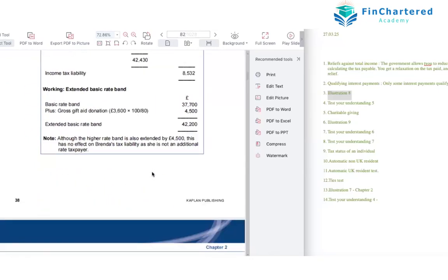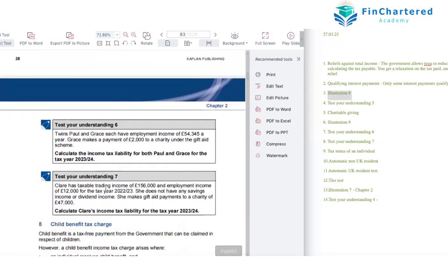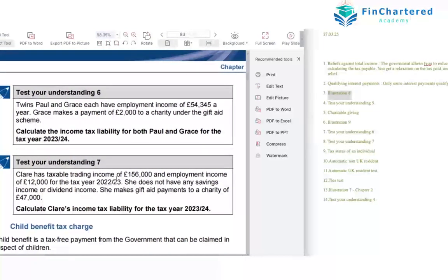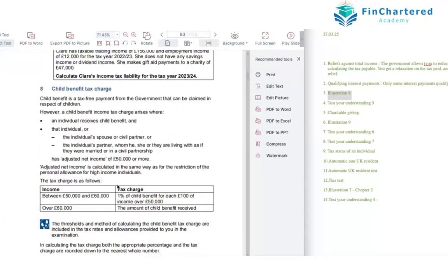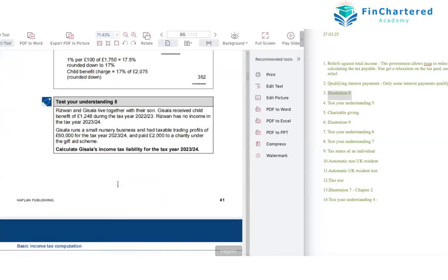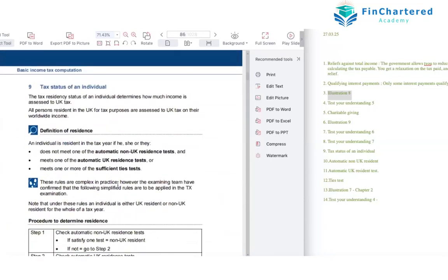We looked at illustration 9 as well. And test your understanding 7 was like a big sum which we spent time on, right? Test your understanding 7 is where there is a gifted donation, so that will affect the personal allowance also. And also, it will, as usual, give a relief to Claire. Okay. Child benefit tax we saw in the earlier class. And then finally, we looked at tax status of an individual.